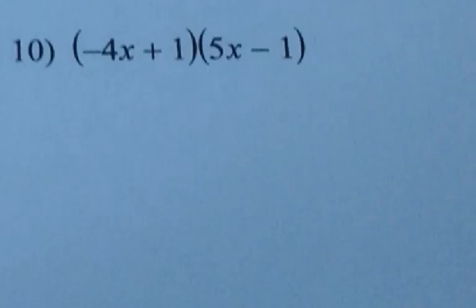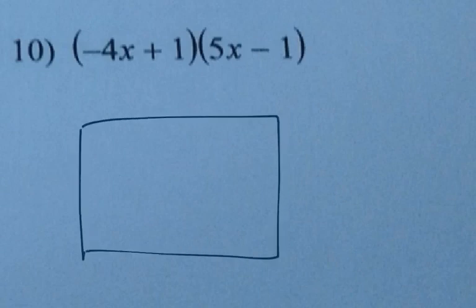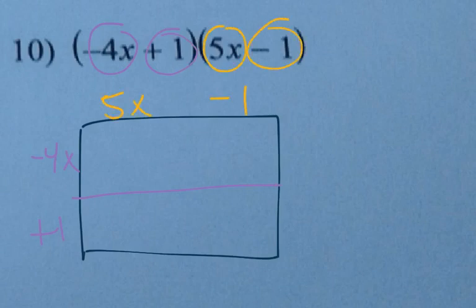Okay, here's problem 10 from our review sheet. Again, I'll use the area model just to satisfy everybody. So this one's going to have to be a little bit wider here. So I'm going to take the -4x, take the +1. Each one gets their own row. I'm going to take the 5x and the -1. Each of those terms gets a column. So now it's just a matching game again.